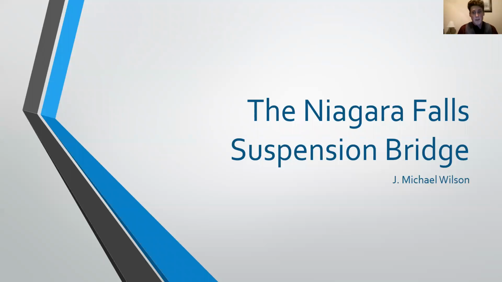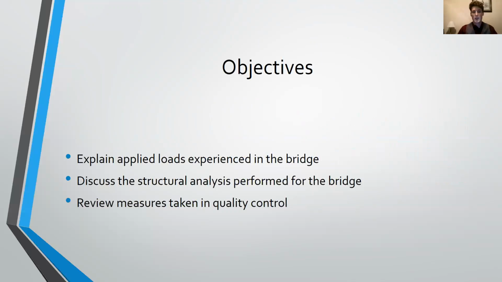Hello guys, my name is John Michael Wilson and I'm here today to tell you about the Niagara Falls Suspension Bridge built in 1854. The objectives are to explain the applied loads experienced in the bridge, go over the structural analysis performed on the bridge, and explain the high level of quality control performed for this particular project.